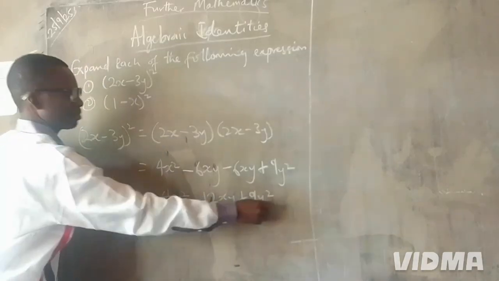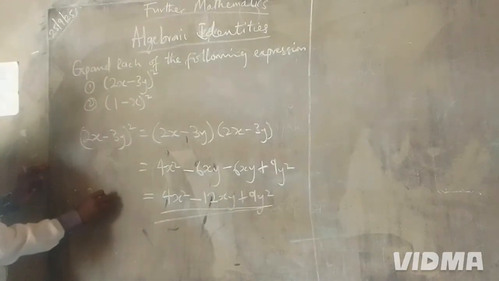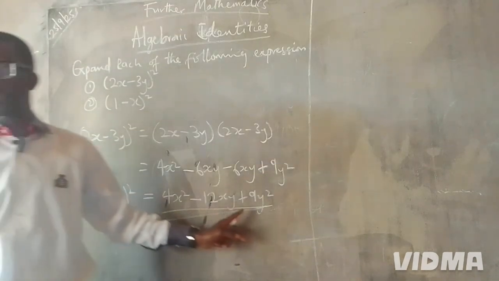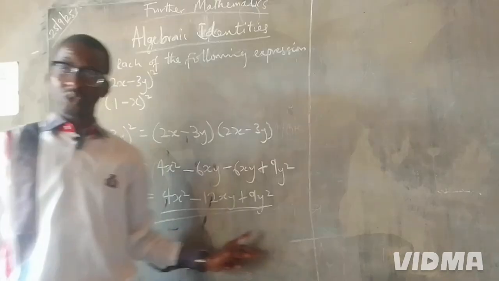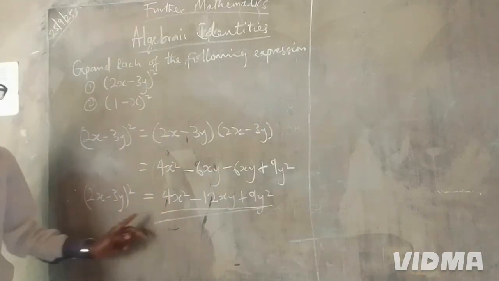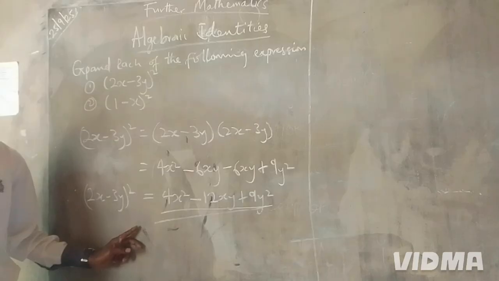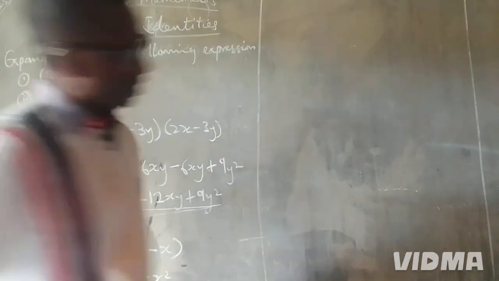This was what I expected of you, which means that this 2x minus 3y open bracket all square is the same thing as this. When we factorize, we are going to get this. Are you getting it? Yes, sir. This is what you are expected to do. So the next one is difference of two squares.